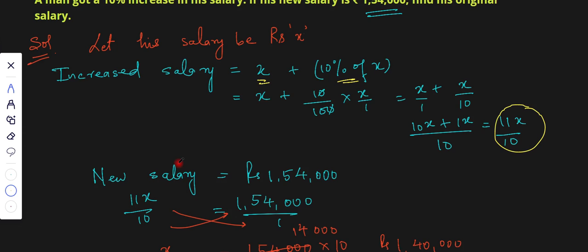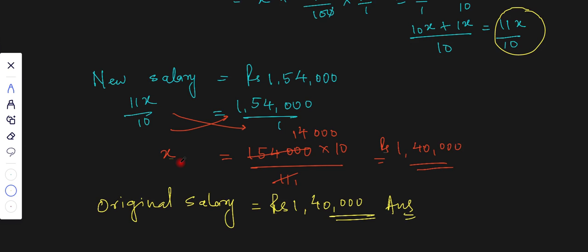Now in rupees, it is given that it is actually 1,54,000. From here you can calculate the value of X, which is the original salary. So this is how you have calculated 1,40,000, that is the original salary of that man. Okay, shall I move to the next question now?